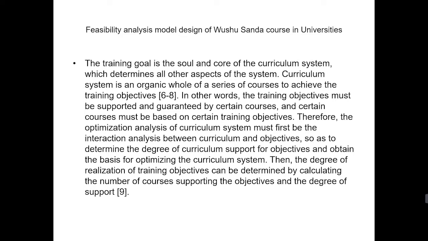In other words, the training objectives must be supported and guaranteed by certain courses, and certain courses must be based on certain training objectives. Therefore, the optimization analysis of curriculum system must first be the interaction analysis between curriculum and objectives, so as to determine the degree of curriculum support for objectives and obtain the basis for optimizing the curriculum system.